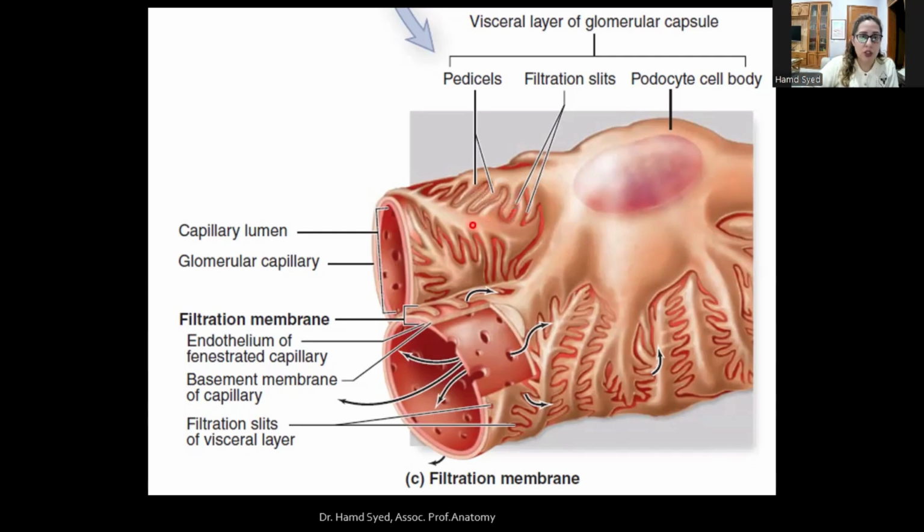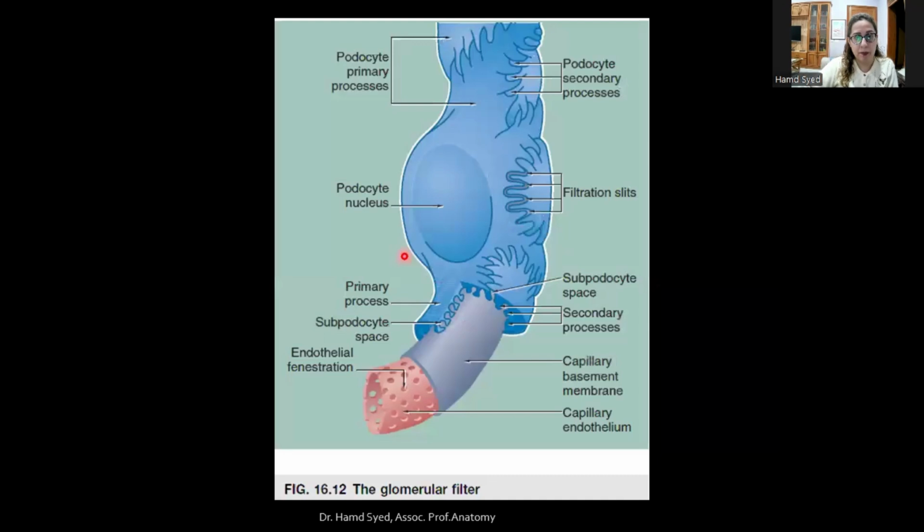And across the filtration slit, you can also see this here is the glomerular basement membrane, and then you have the fenestrated capillary endothelium, forming the filtration barrier or filtration membrane. This again is the same diagram showing us the three components of the filtration barrier. You can see this here are the secondary processes or pedicels, the capillary basement membrane, and then the fenestrated capillary endothelium.